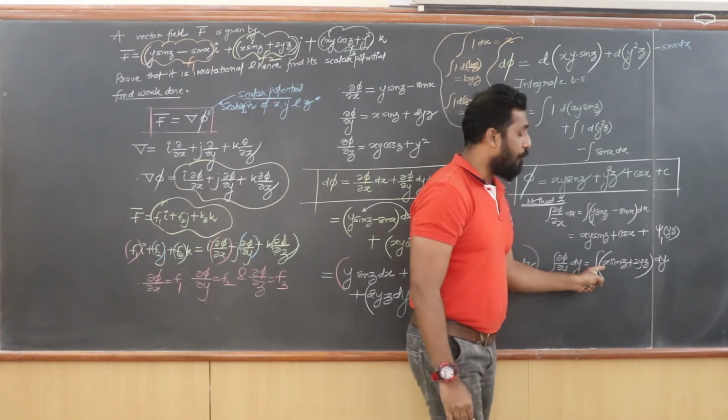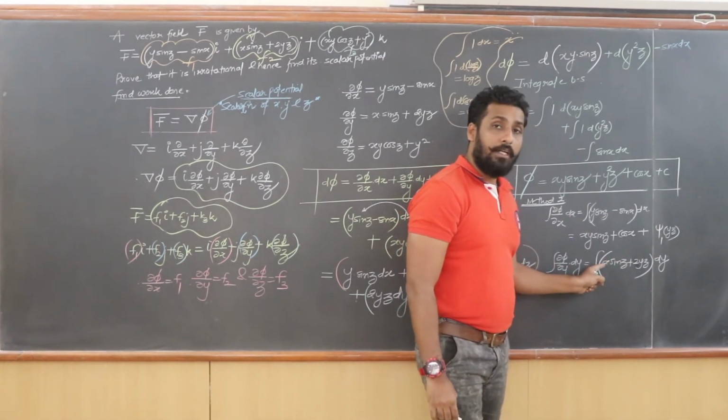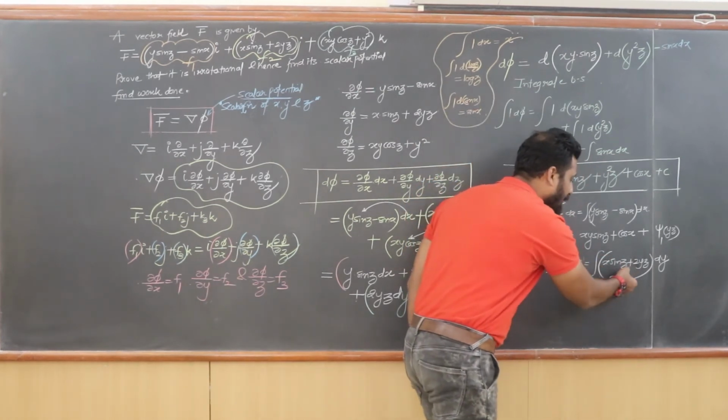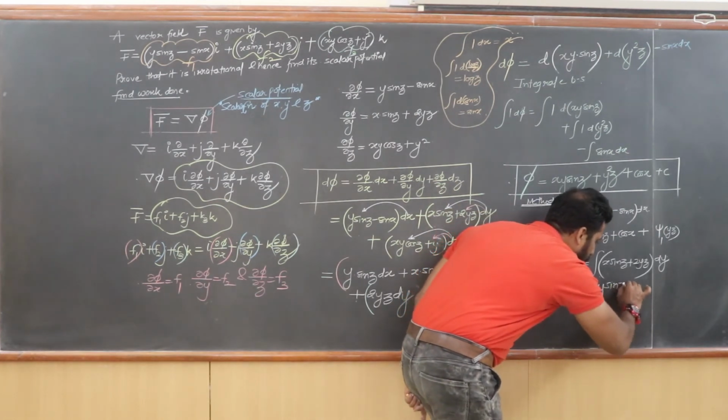Now, if you take the first term, it is x and sin z. That means it is completely a constant. X and sin z, both of them are constants, so they both go outside the integral. One is left. Integration of one is y. So I get x y sin z.